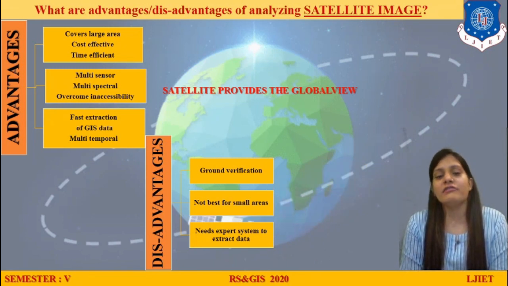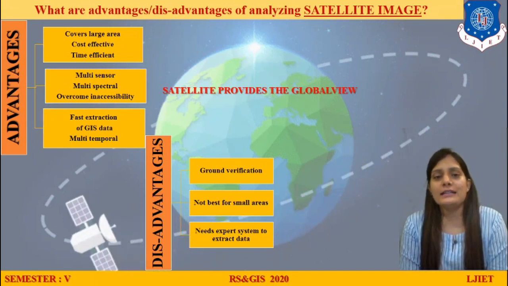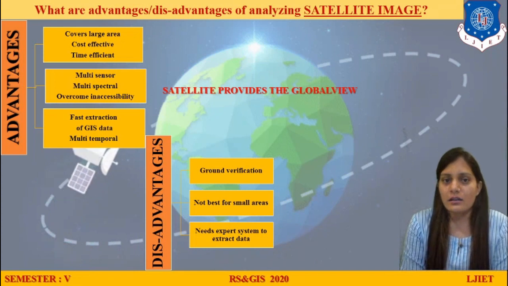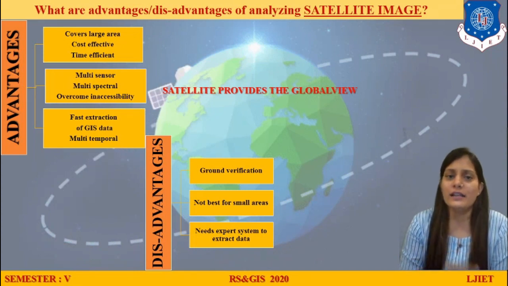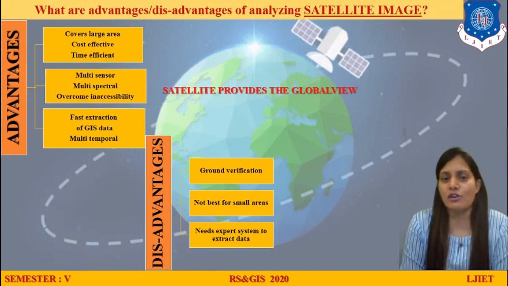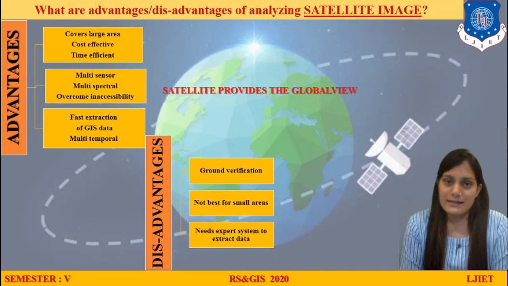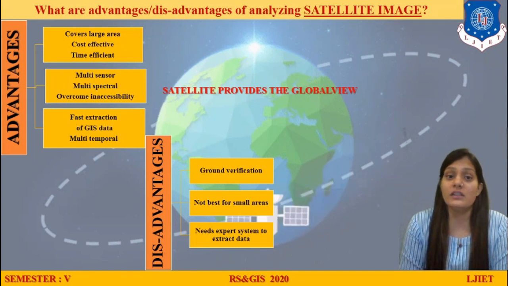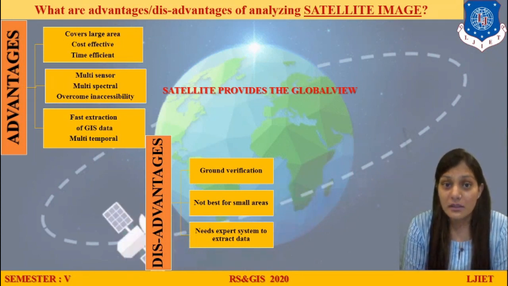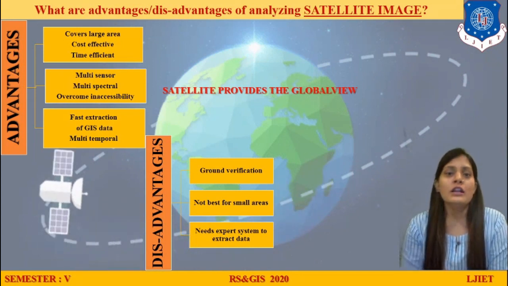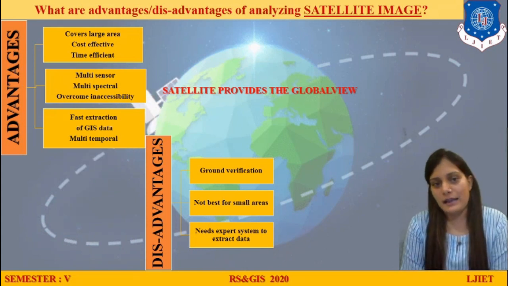Basically, for small areas it is not a good technique, because small areas are very clumsy and we cannot get a clear image of them. But over time we have developed good satellites that take very close images, of 1 meter resolution, 2 meter resolution, 5 meter resolution. So we are making sensors like that.